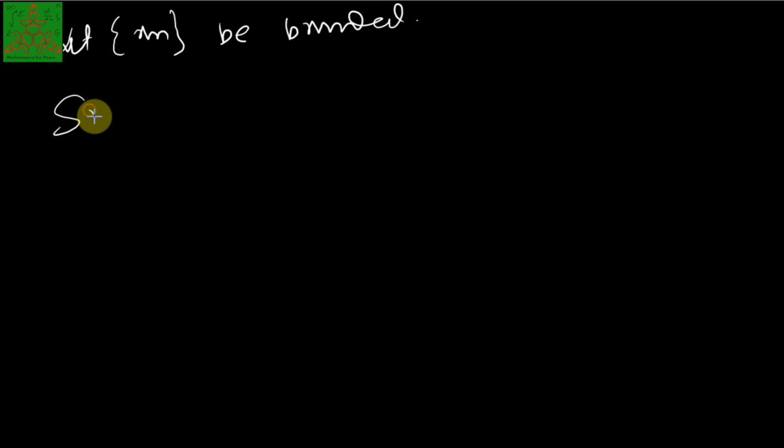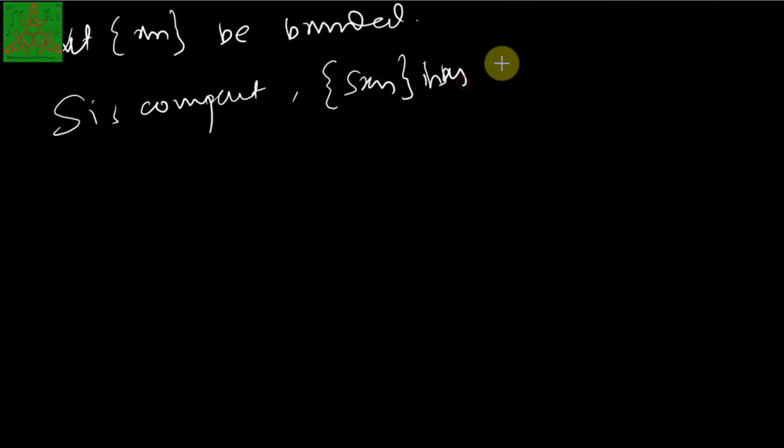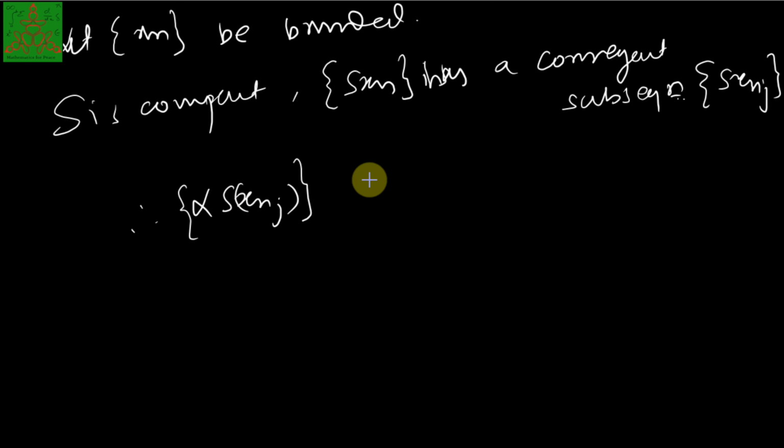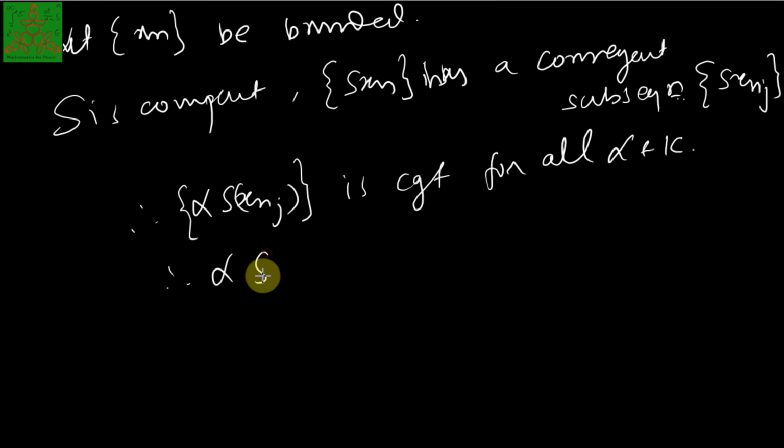Now similarly you can prove alpha times S. For that, let us have x_n bounded. S is compact, so S of x_n has a convergent subsequence, that convergent subsequence is S x_nj, and therefore alpha times S x_nj, if I multiply by a constant, the nature of this sequence will be the same, it is convergent for all alpha belonging to K, and therefore alpha S is compact.